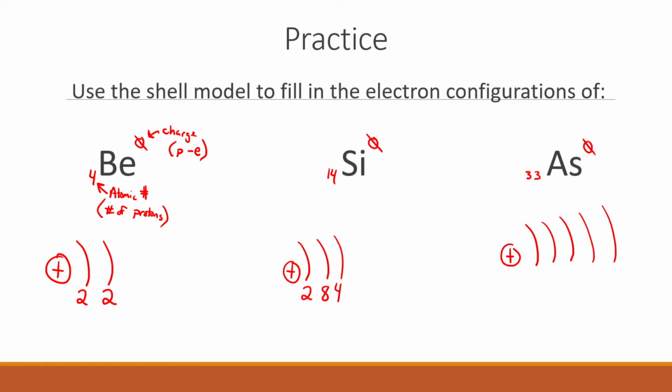Arsenic has 33 electrons. So, I'm going to start by putting 2 in the first shell. I've got 31 left. 8 in the second shell. I've got 23 left. 18 in the third shell. I have 5 left to put right there.